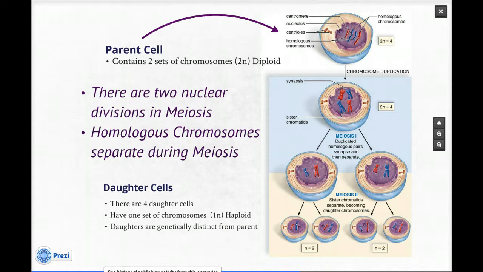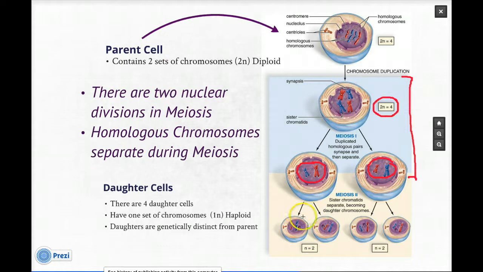So you can see here that we have meiosis 1, in which we reduce the chromosome number. Here in meiosis 1 at the beginning, we have 2n equals 4. However, at the end, there are only 2 chromosomes in each of these cells, 1 of each homolog. So now the cells are 1n.